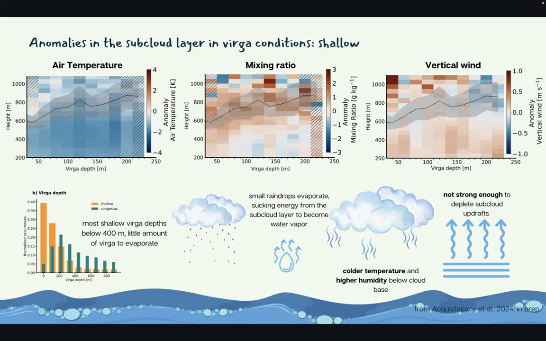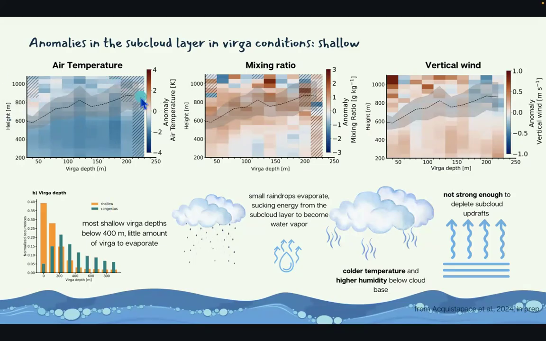Our concept for interpreting these anomalies is the following. We have small raindrops that can evaporate when they get out of the cloud, below cloud base. And in this process of evaporation, they of course suck energy from the environment, from the subcloud layer, to become water vapor. So we expect to see colder temperature below cloud base and higher humidity below cloud base.